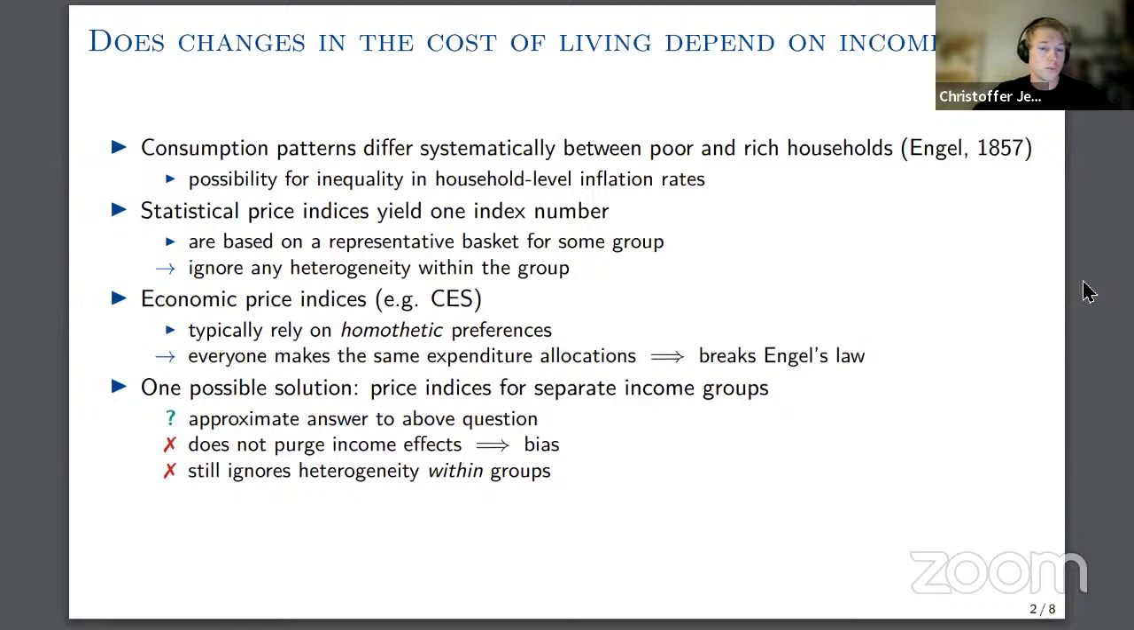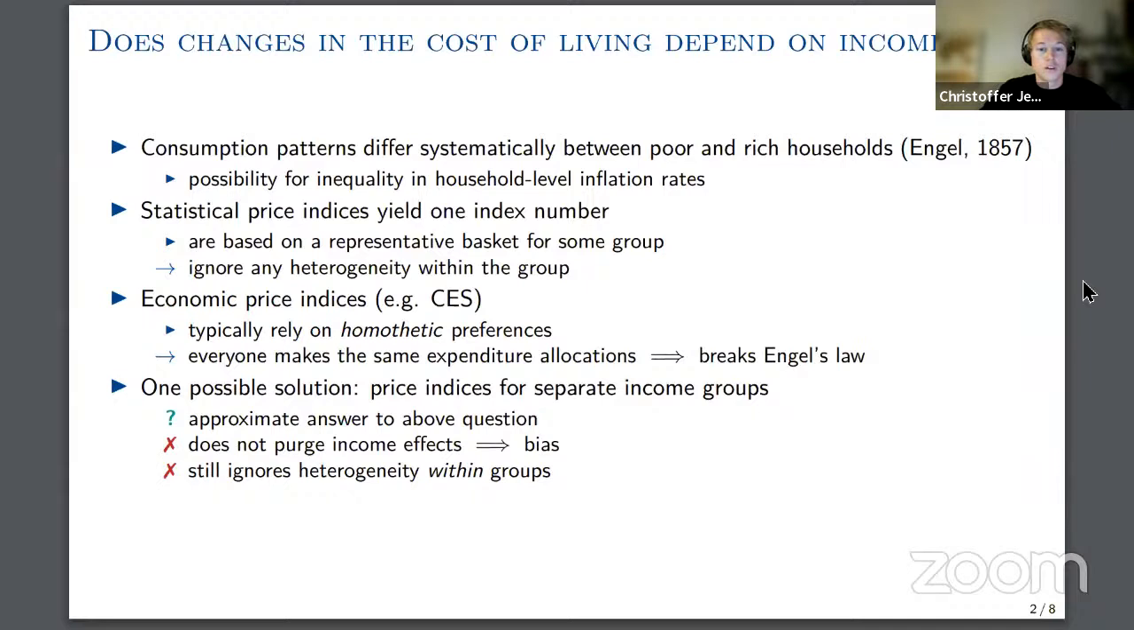In particular, what we show is that one does not really get rid of income effects, and that leads the findings resulting from this approach to be biased. And we show that this bias, at least for the empirical exercise that we conduct, is quite sizable. But even if this bias was negligible, by using this group-specific approach, one still ignores heterogeneity within groups and only picks points on the distribution of inflation.